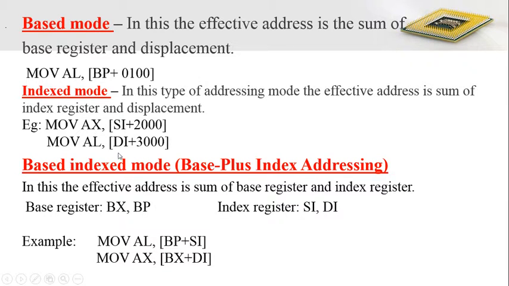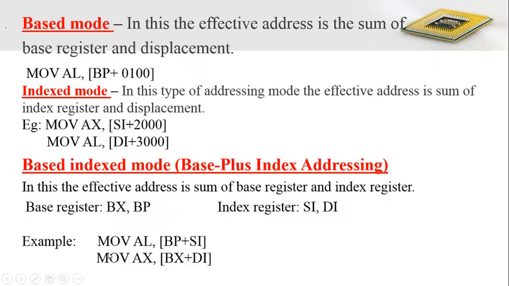Okay, so based on the based indexed mode or base plus index addressing, follow this next addressing mode, that is based indexed addressing mode or base plus index addressing. In this, the effective physical address is calculated as a sum of base register and index register. Base register means BX or BP, and the index register is SI or DI.